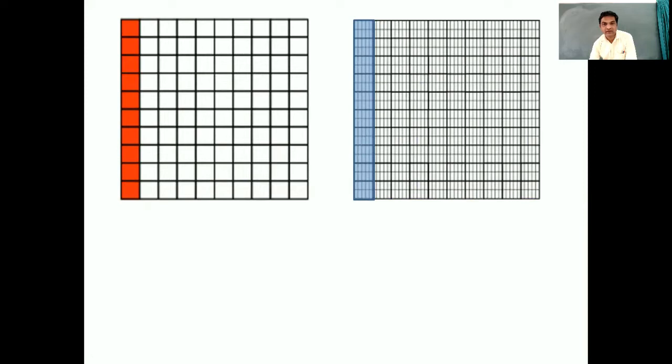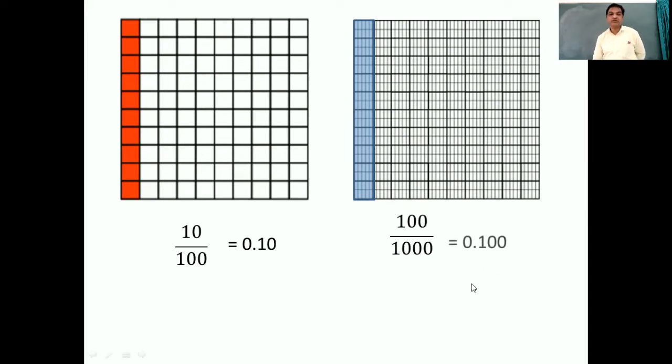In this case, there are two squares. The first square is divided into 100 equal parts and 10 parts are shaded in red. The second square is divided into 1000 equal parts and 100 small parts are shaded with blue. So what is the fraction of red here? The fraction of red is 10 out of 100. And what is the fraction of blue over here? It is 100 out of 1000. How are we going to show it in the decimal form? The decimal form of 100 out of 1000 is 0.100.